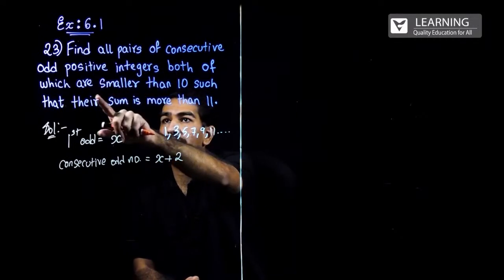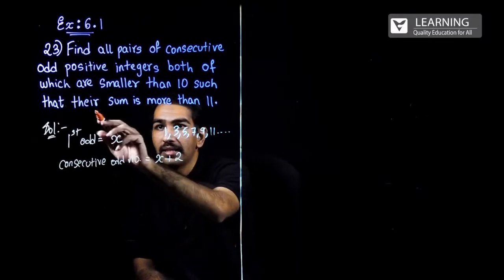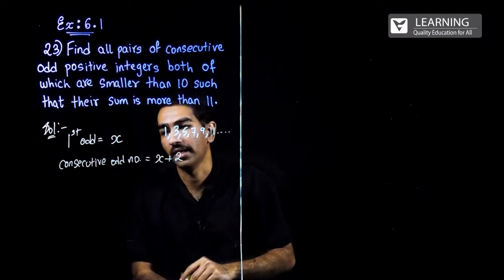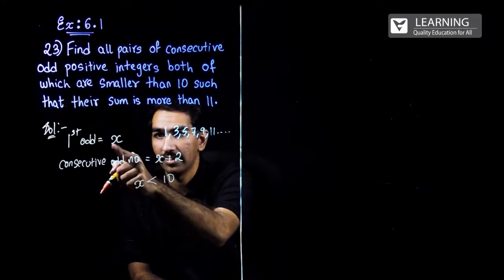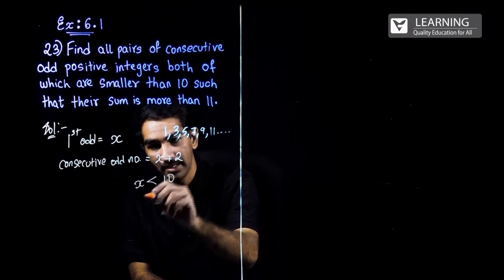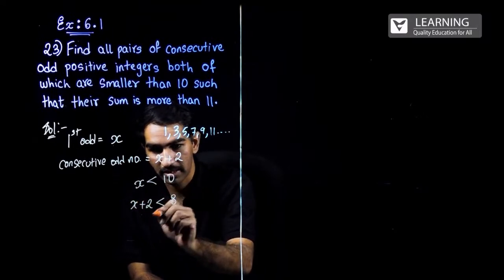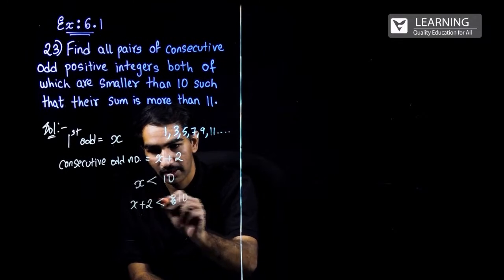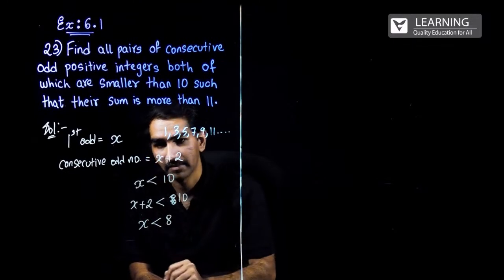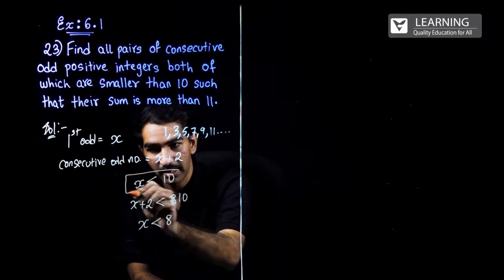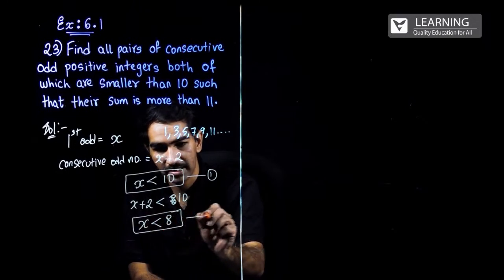They are telling odd positive integers, both of them smaller than 10, such that their sum is more than 11. So x is lesser than 10, and x plus 2 also should be lesser than 10. Send 2 to the other side, and it becomes x is lesser than 8. X is lesser than 10 we are getting here, this is number 1, and here x is lesser than 8.